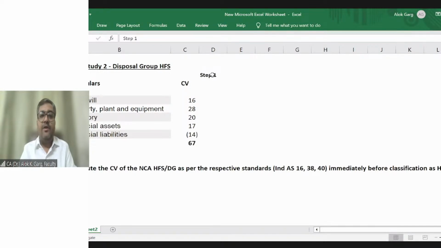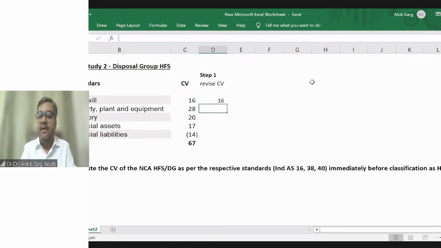Okay. So step number 1. In step number 1, you need to compute the carrying value as per the respective standard. Revised carrying value. Carrying value of goodwill, is anything given? The answer is no, so it will remain 16 million.